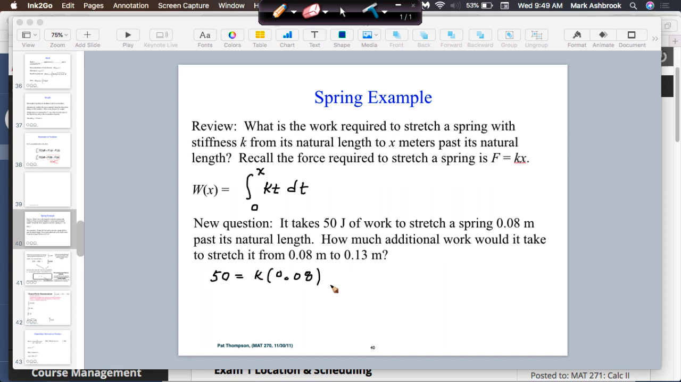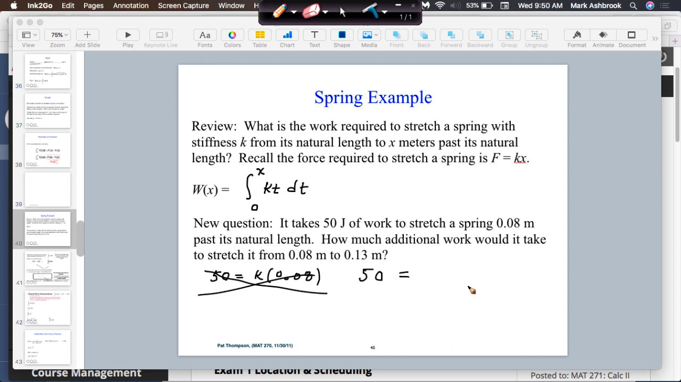Because what is 50? It's the work to stretch it there. It's not the force to hold it there. If 50 newtons was the force to hold it there, then that would work fine, and we could solve for k. But this is 50 joules to stretch it, right? So how would I describe what that 50 is? 50 is what? It's the work to stretch it.